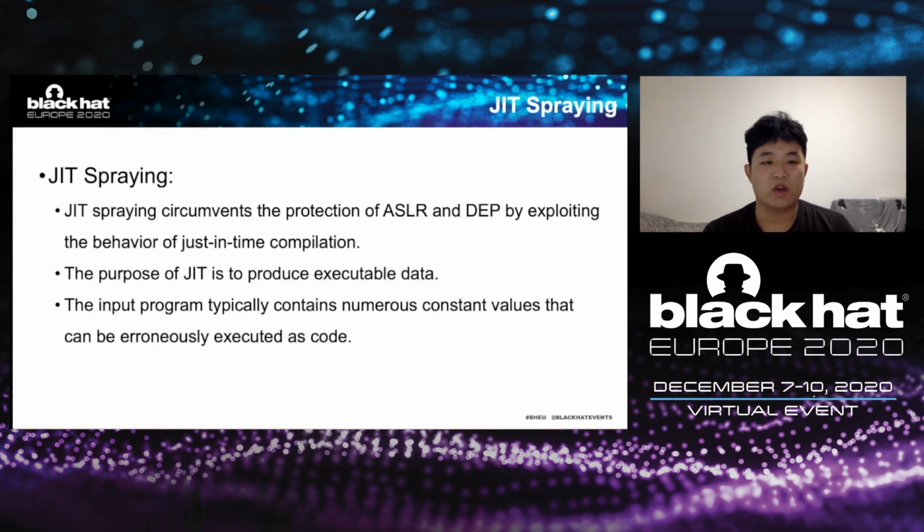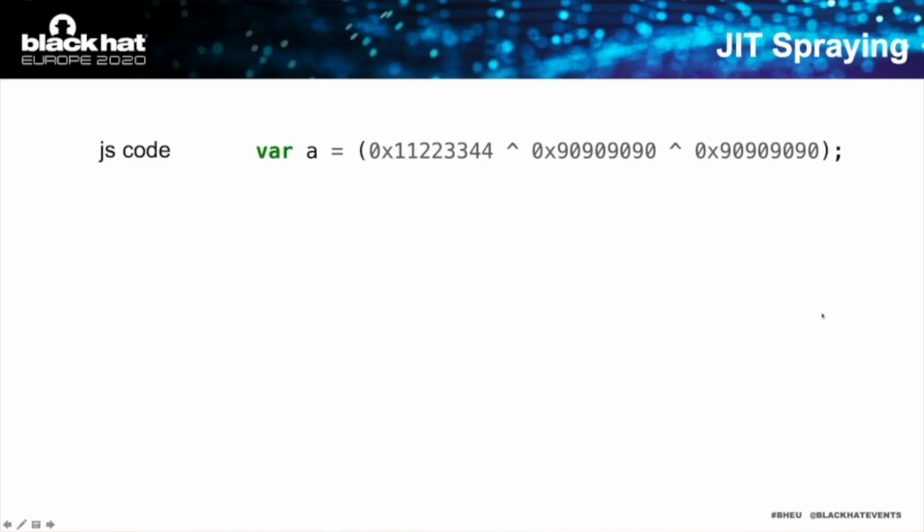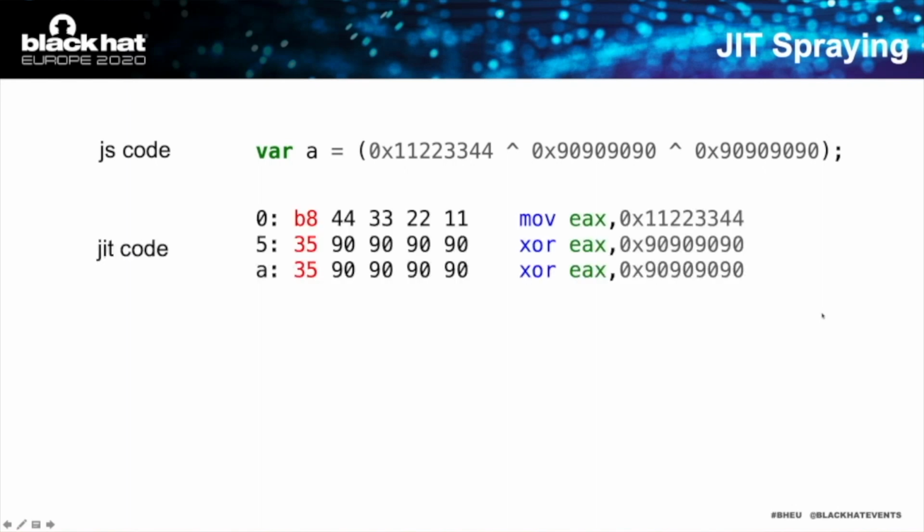JIT spraying circumvents the protection of ASLR and DEP by exploiting the behavior of just-in-time compilation. The purpose of JIT is to produce executable data. The input program typically contains numerous constant values that can be erroneously executed as code. For example, we write such a piece of JS code. When it is compiled into assembly code by JIT, it will look like this.